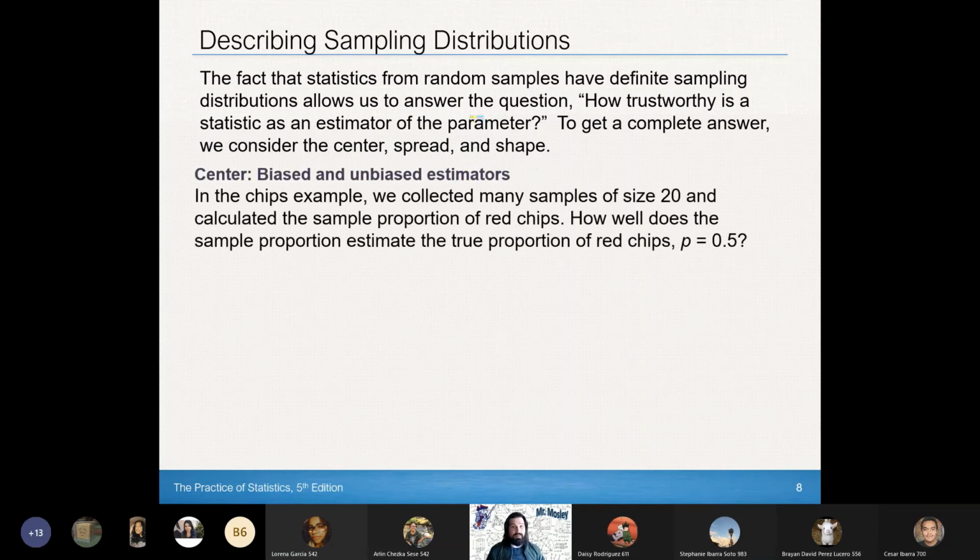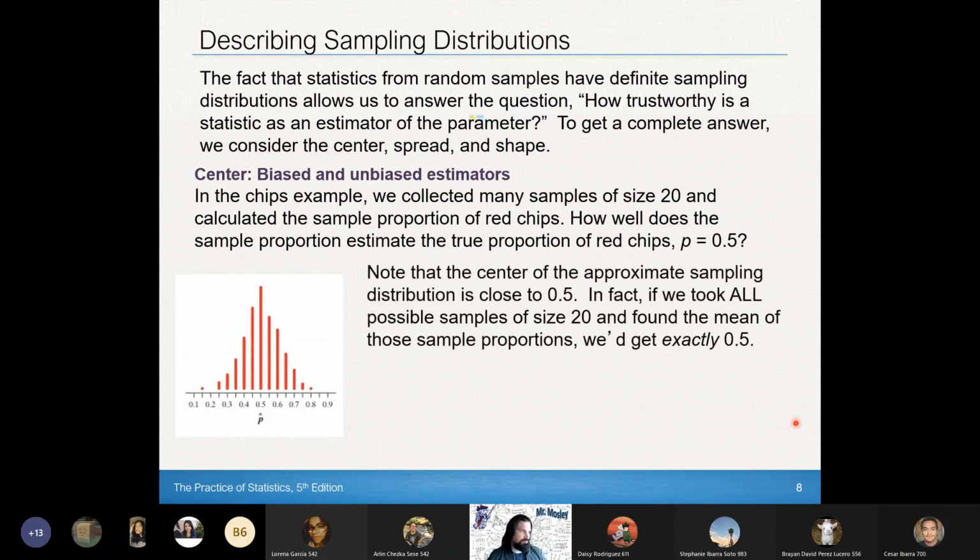Center: biased and unbiased estimators. In the chips example, we collected many samples of size 20 and calculated the sample proportion of red chips. How well does the sample proportion estimate the true proportion of red chips, p equaling 0.5? If we look at our sampling distribution of p hat, note that the center of the approximate sampling distribution is close to 0.5. We'd expect the center to be right around 0.5. In fact, if we took all possible samples of size 20 and found the mean of those sample proportions, we'd get exactly 0.5.